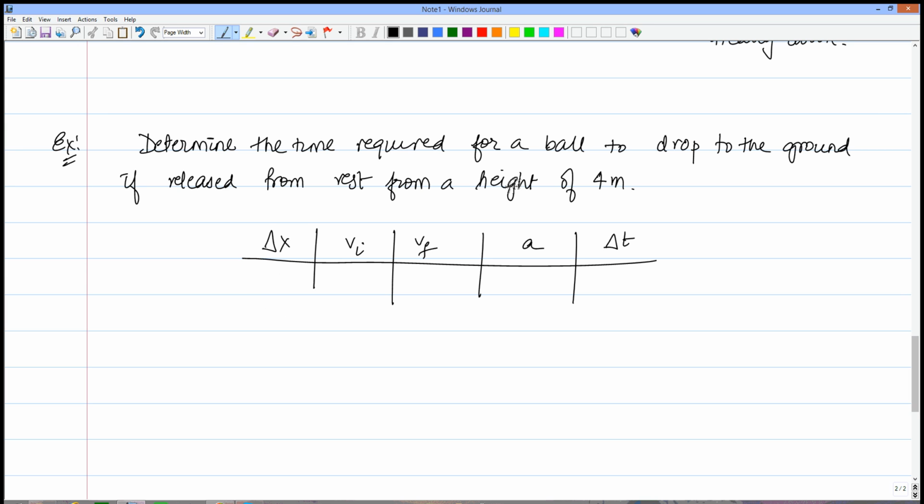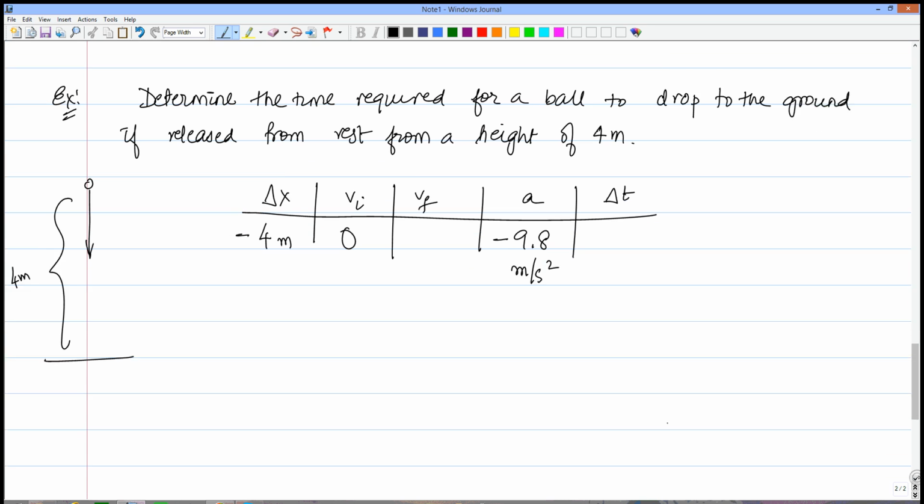What is delta x? And this is what causes the most problems for people. Remember, the object is falling down, which means delta x is equal to negative 4 meters, and the negative implies the direction of going down. Okay, Vi is 0 because we are releasing it from rest. Vf we do not know, and A is negative 9.8 meters per second square. Although the 9.8 meters per second square is not given directly in the problem, as soon as you know something's free falling, we can assume that.